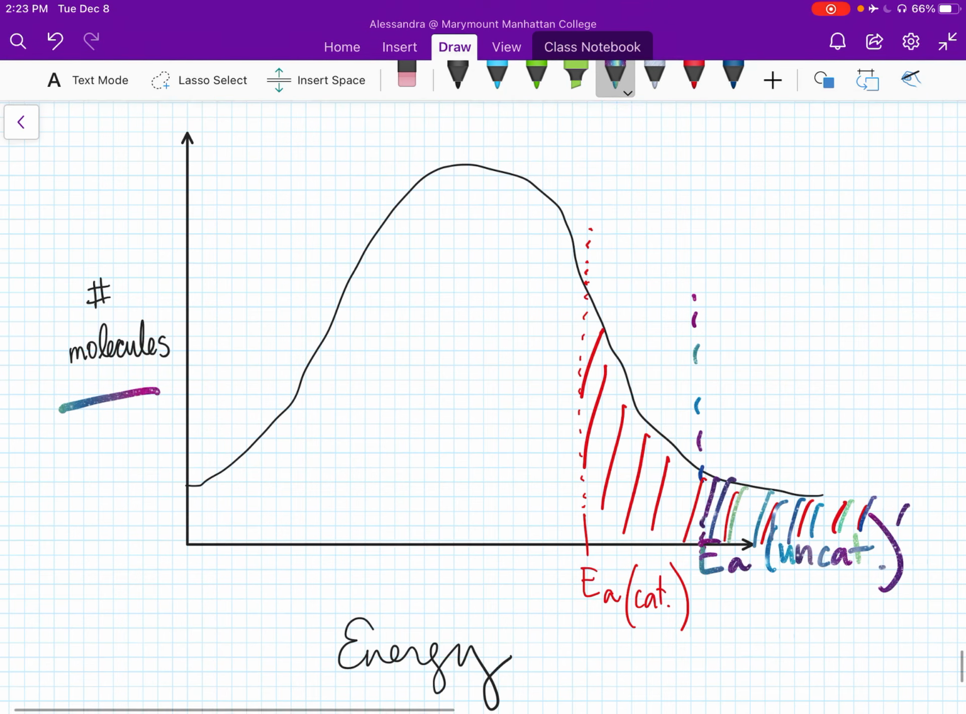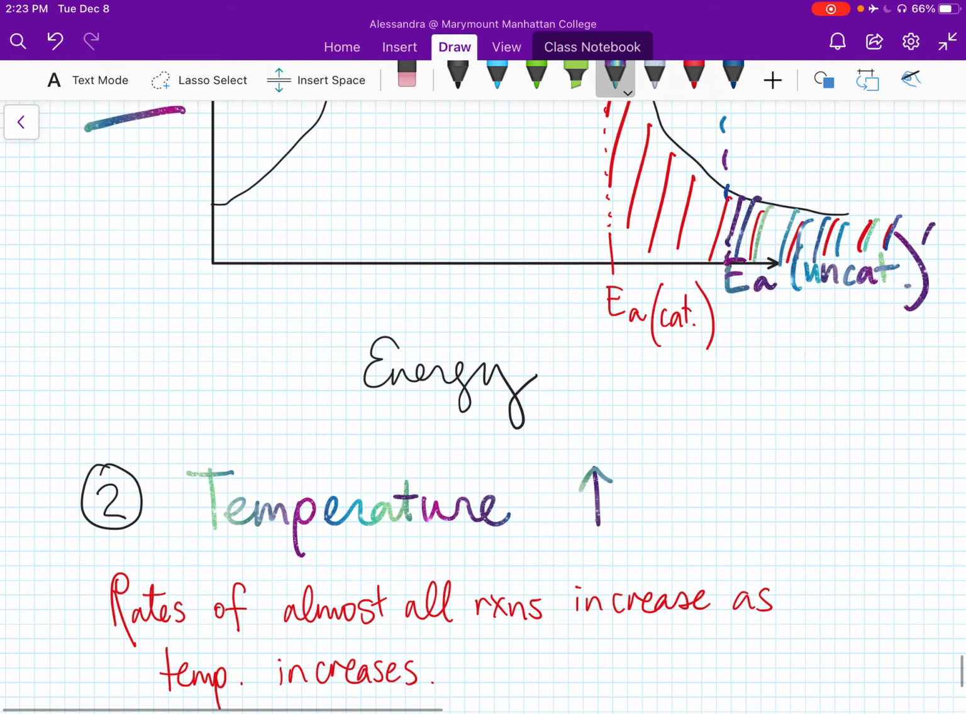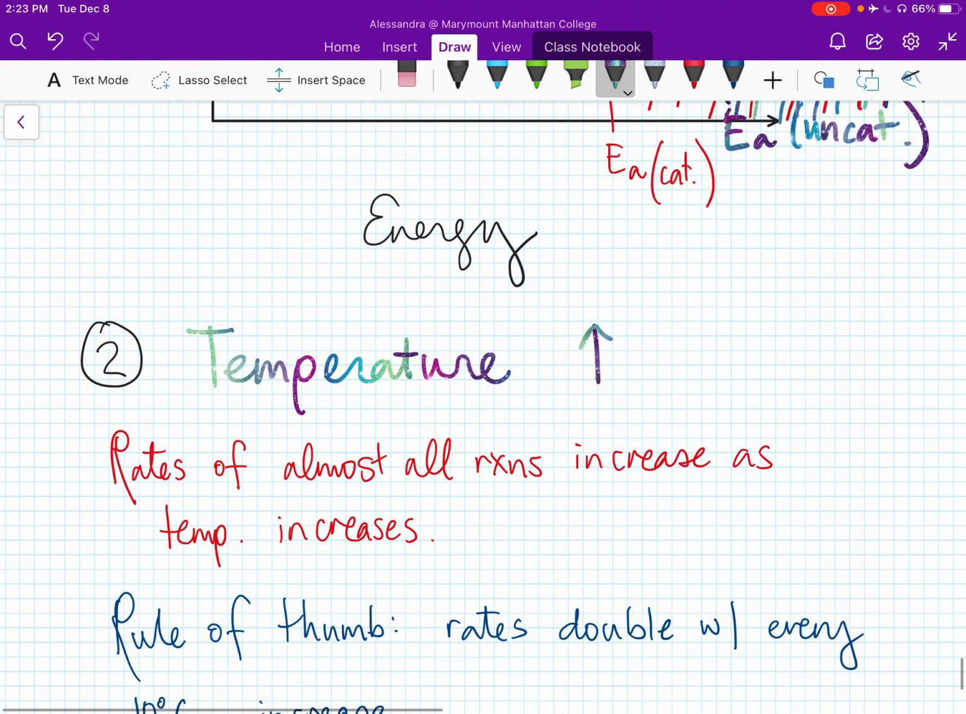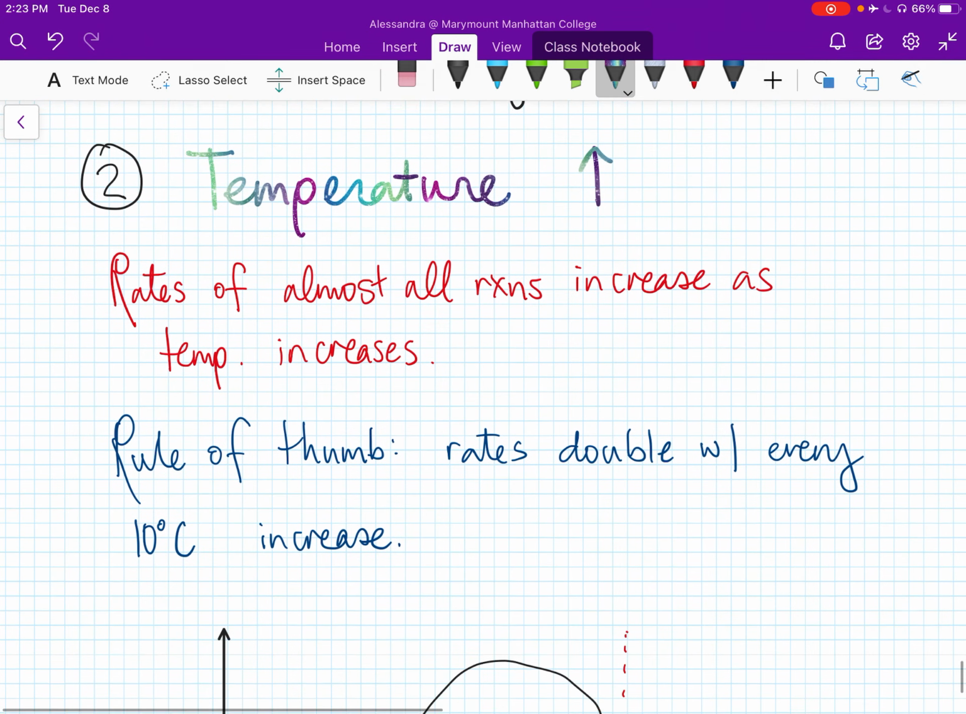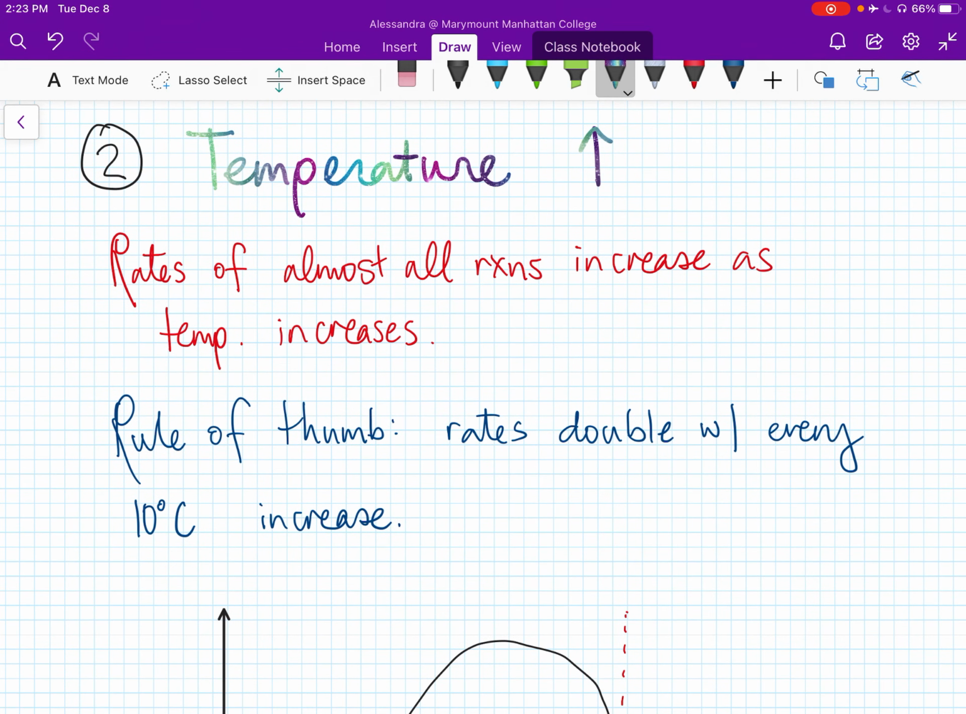So that's catalysts. Now, another way to speed up a reaction involves playing with the temperature. Chemical reactions are highly temperature dependent when it comes to how fast they go. In fact, almost all reactions are going to speed up as temperature increases. This is because when temperature goes up, molecules are moving faster. They're colliding into each other more frequently and with more force. And that tends to make reactions happen faster.